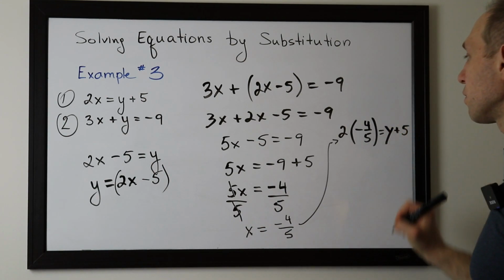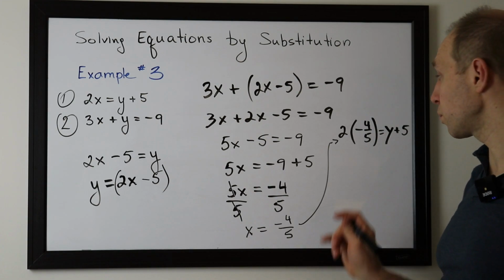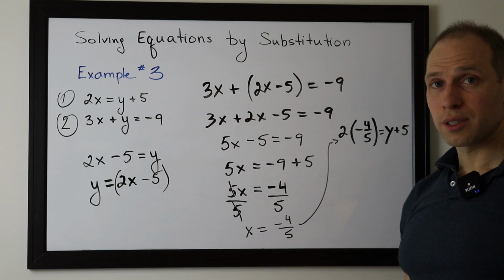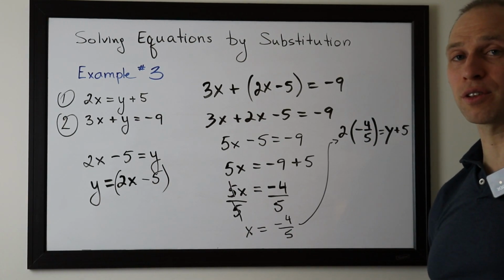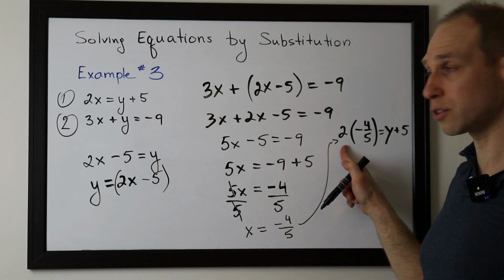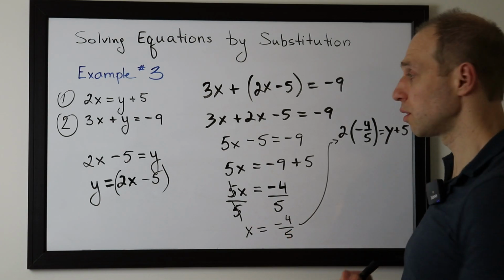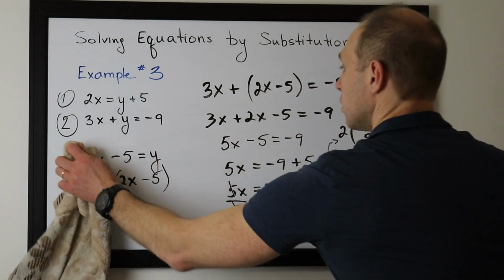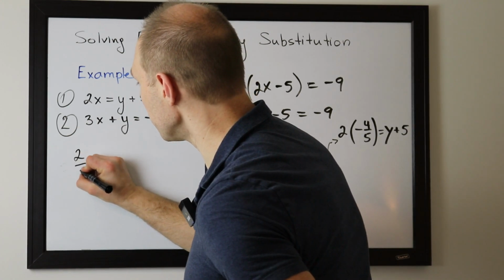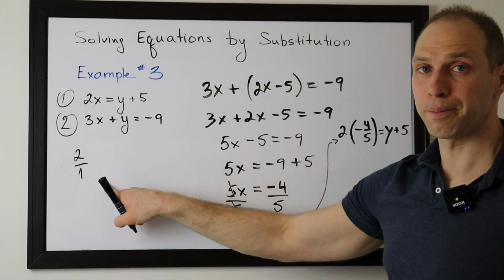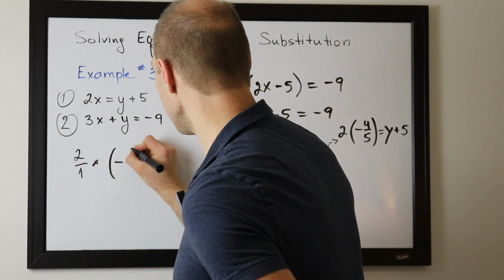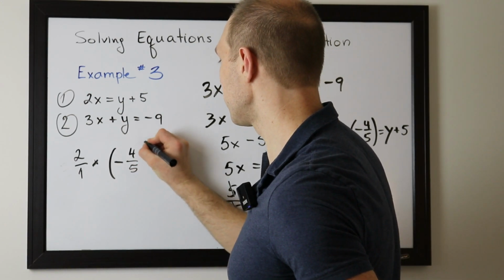plus 5. Okay, so we're back to doing fractions again. So this is grade 9, grade 7, grade 6, grade 5. We've been doing fractions for a long time. I hope you remember how to do them, but when you're multiplying fractions, there's nothing simpler. Just as a side note, let me just erase the bottom. And I'll show you what to do. So instead of a whole number of 2, we're going to write 2 over 1 times our fraction, which is negative 4 over 5.